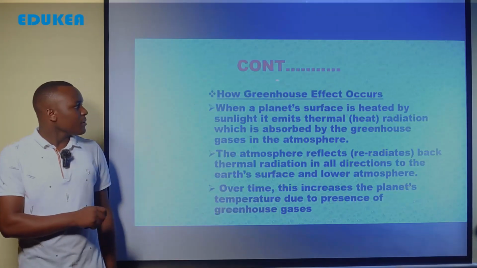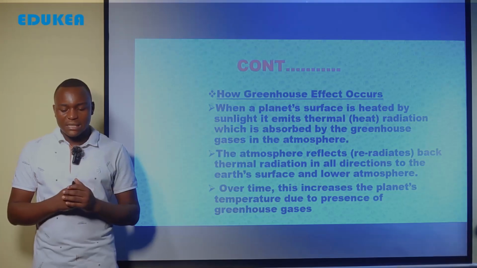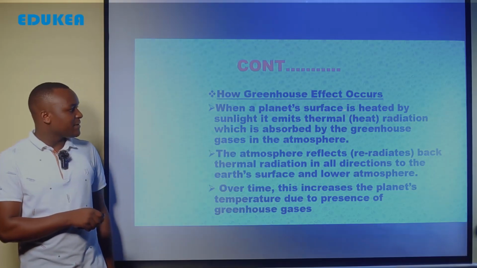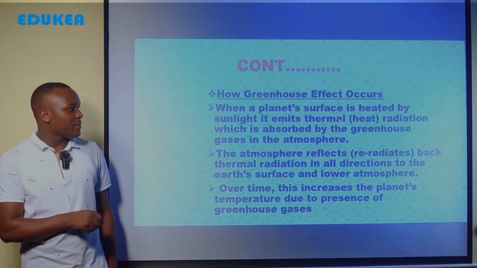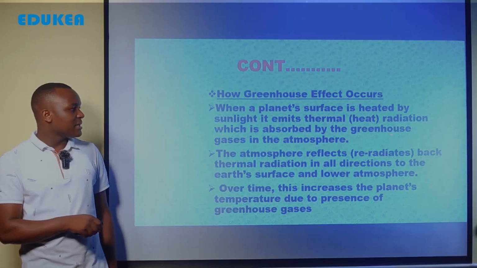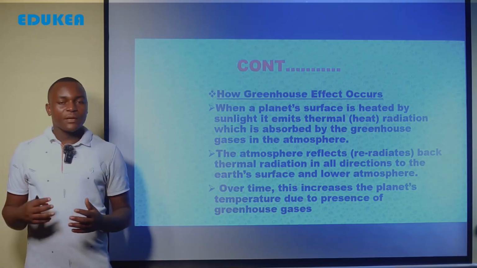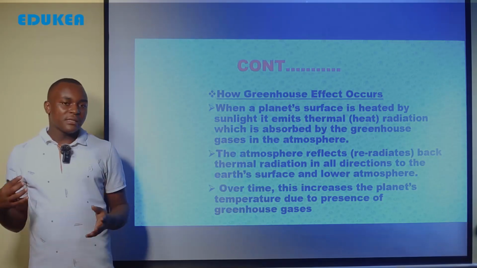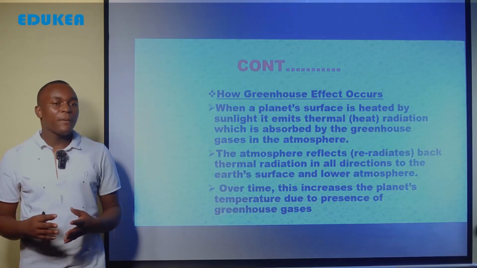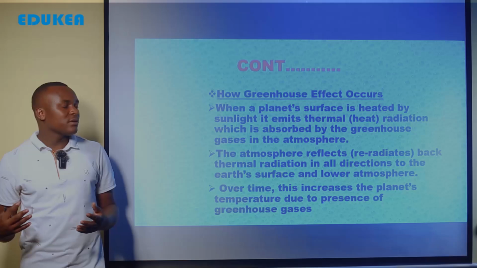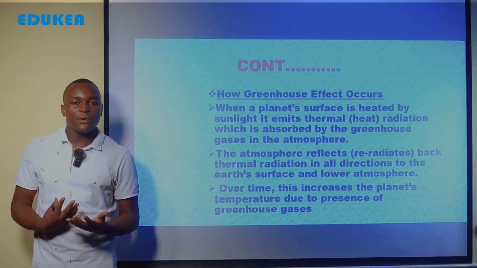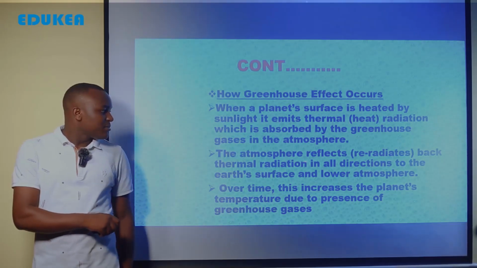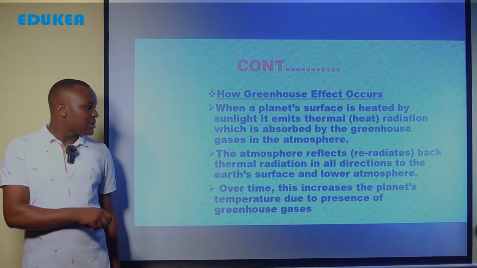So now let's look at how the greenhouse effect occurs. We say that when a planet's surface is heated by sunlight, it emits thermal or heat radiation, which is absorbed by the greenhouse gases in the atmosphere. Kwamba when a planet surface is heated, zile sunlight zinavyokuwa zina hit ile planet surface, kuna kuwepo na emission of the heat or thermal radiation, ambapo zile thermal radiation zinakuwa zina be absorbed na hizi greenhouse gases katika atmosphere. The atmosphere re-radiates thermal radiation in all directions, including back to the Earth's surface.